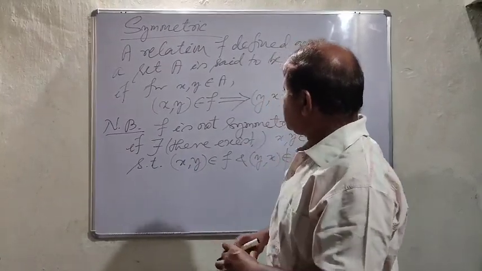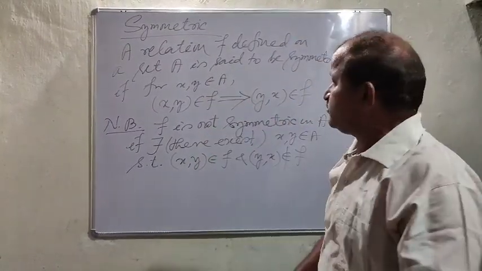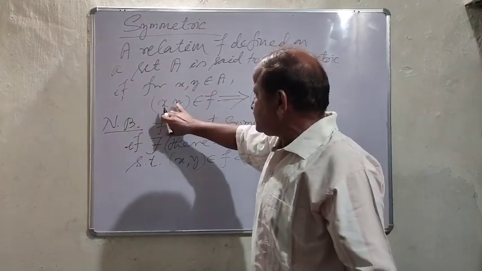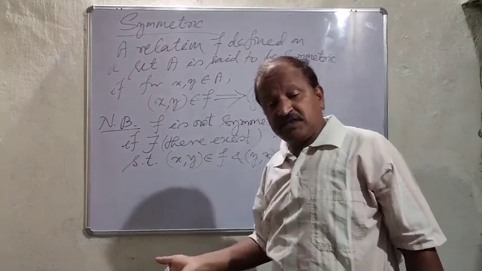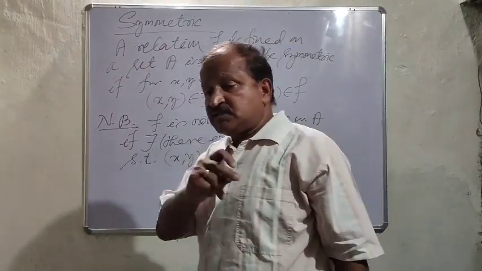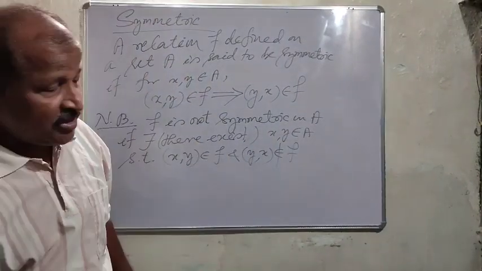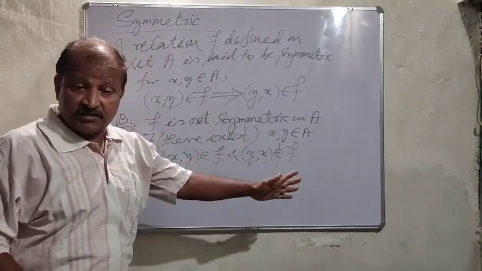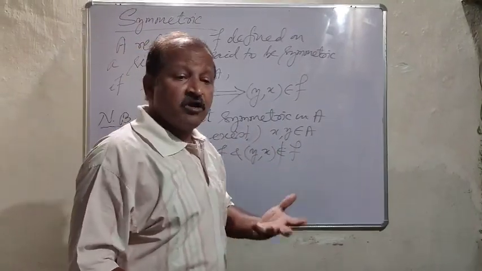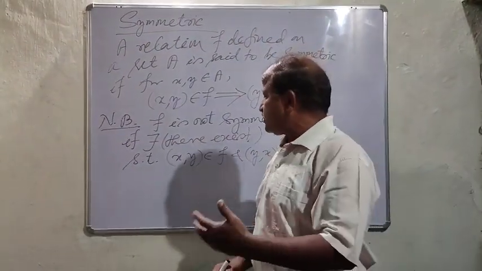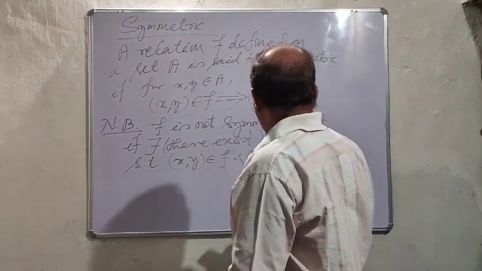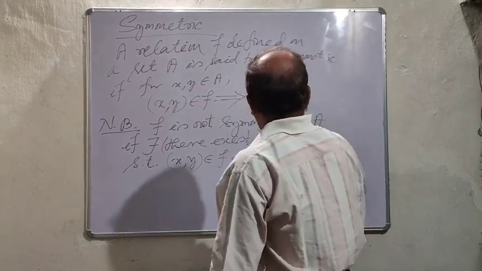Okay, let us take an example so that it will be clear. It will be symmetric if x is related to y implies y is related to x. It is not symmetric if we find one such example where x is related to y but y is not related to x. This process is called searching for a counterexample. Okay, let us see.